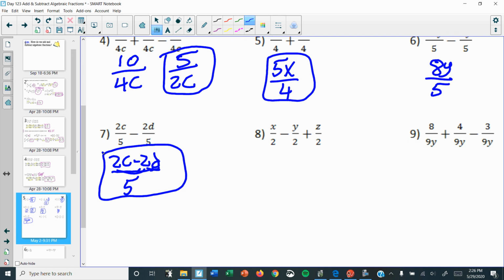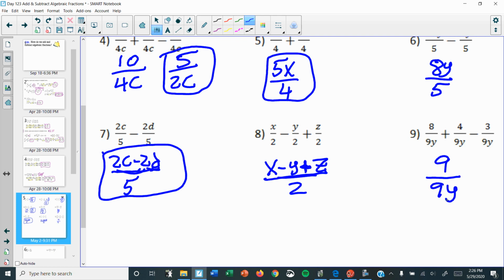Number 8, x minus y plus z. Again, same kind of question. They're all denominators of 2. Now, since you can't combine different variables together, your answer is x minus y plus z over 2. And number 9, all the denominators are the same. 8 plus 4 is 12. 12 minus 3 is 9. And it's 9 over 9y.